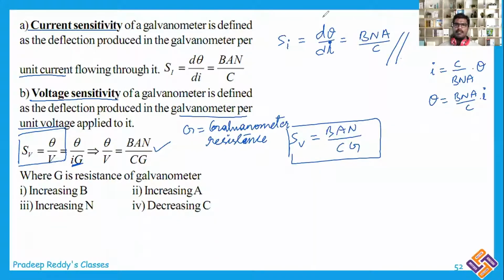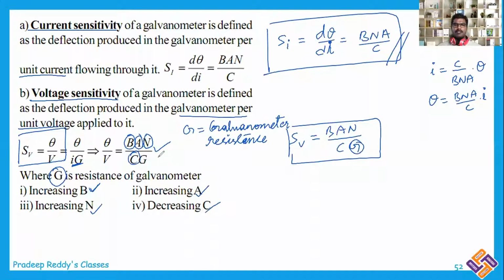Only one thing, in between these two there is a difference of just the galvanometer resistance, capital G, right? B is the magnetic field, N is the number of turns in the coil, A is the area of cross section, and C is the torsional constant. So voltage sensitivity increases with magnetic field, increases with number of turns, increases with area of cross section, decreases with torsional constant, and decreases with galvanometer resistance. Right? This is voltage sensitivity.